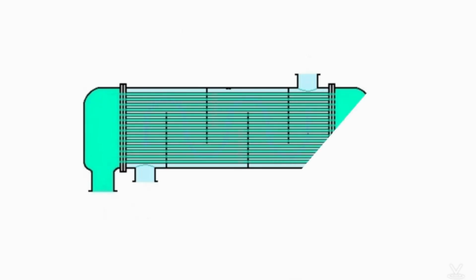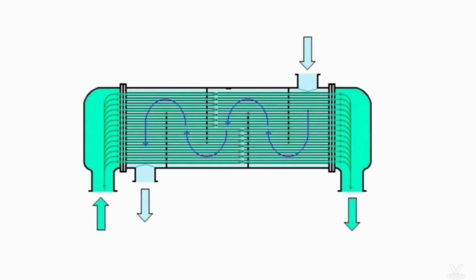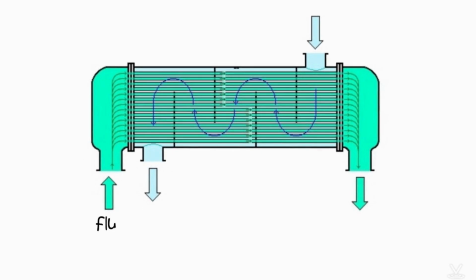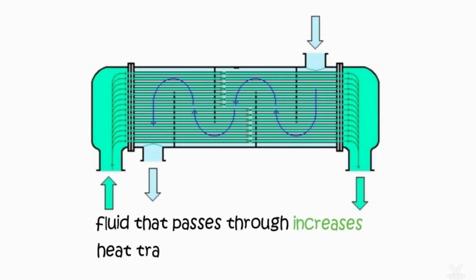Flow rates. The flow rates of the fluids involved also affect the amount of heat that can be transferred. Generally, as the amount of fluid that passes through a heat exchanger increases, the amount of heat that can be transferred also increases.